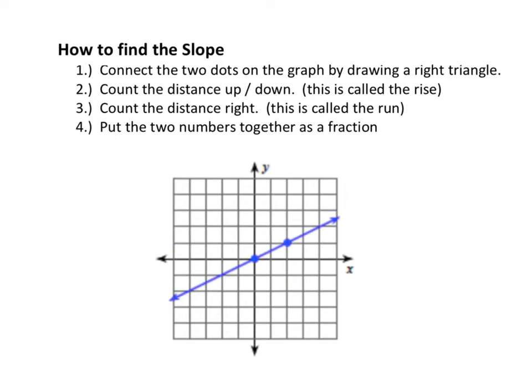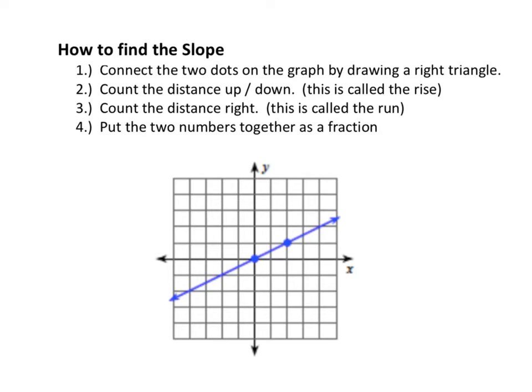Here's our second example. So we're going to do the first step, which is to connect the 2 dots on the graph by drawing the right triangle. We always want to start with the far left dot. So in this case, it's right here. That is the farthest to the left dot. Now we have to connect to the other dot. So let's trace our line.